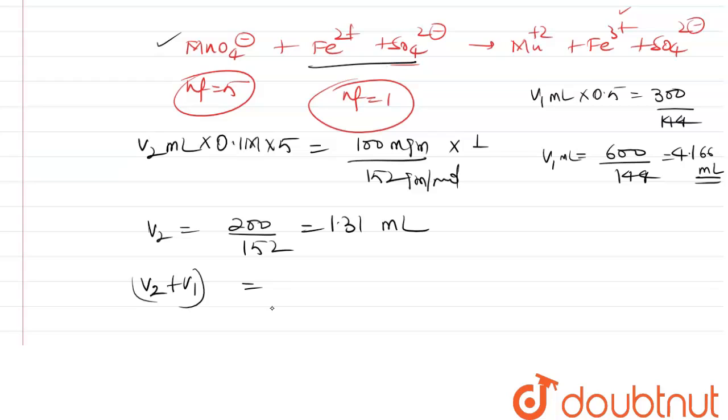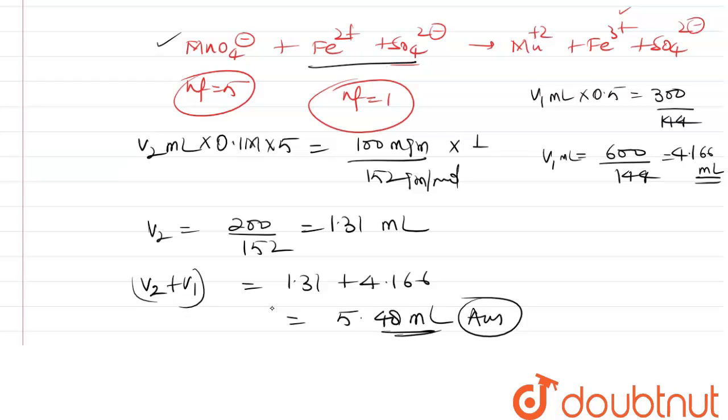So the total volume is V1 plus V2 used: 1.31 plus 4.166, that is 5.48 ml. I hope this answered your question.